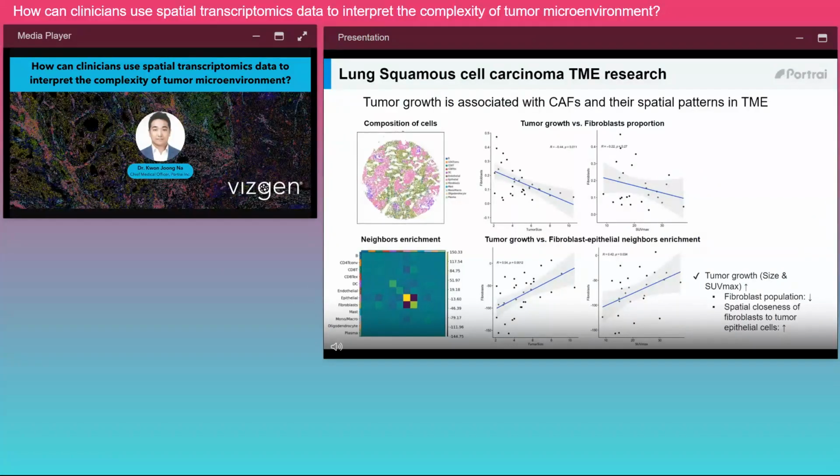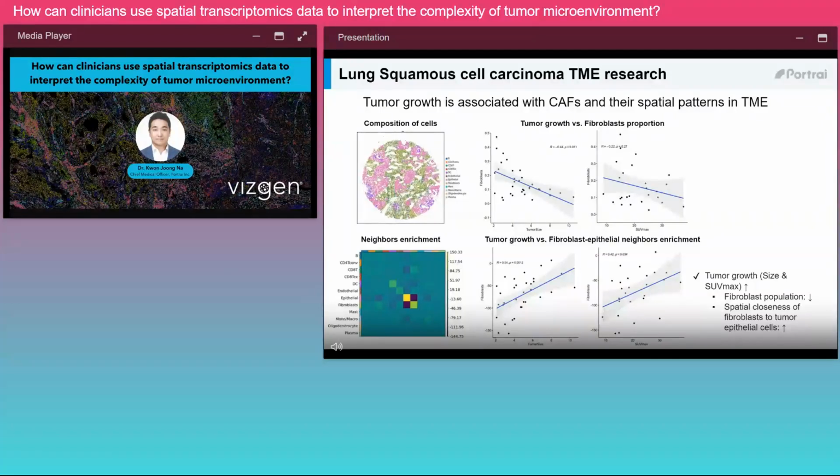Our findings revealed that tumor growth in lung squamous cell carcinoma is associated with cancer-associated fibroblasts and their spatial patterns within the tumor microenvironment. On the left side, you can see the composition of cells within the tumor microenvironment, highlighting the various cell types present within the single cores. The graphs on the right illustrate the relationship between tumor growth and fibroblast proportion. We observed a negative correlation between fibroblast proportion and tumor size, as well as SUV max, which is an indicator of tumor glucose uptake. Lower fibroblast populations are associated with larger tumor size and higher SUV max, which correlates with higher glucose uptake.